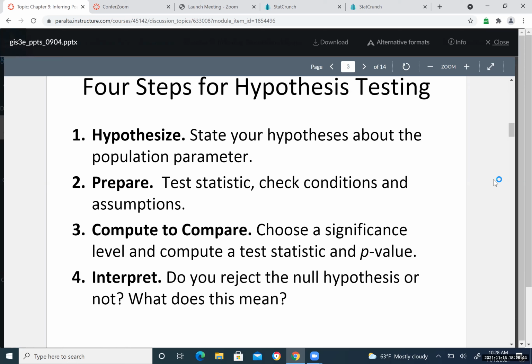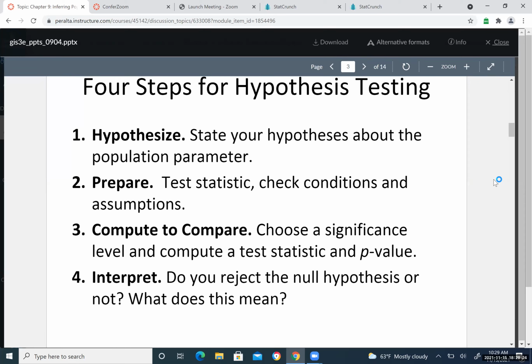So step 3, compute to compare. For this step, you are using the formula to find T star and then find the degree of freedom, because we're talking about the unknown standard deviation, which is the small s in the context. So we're using the t-test for this one. We're not using the z-test, okay? And we're going to compute the test statistic and compute the p-value.